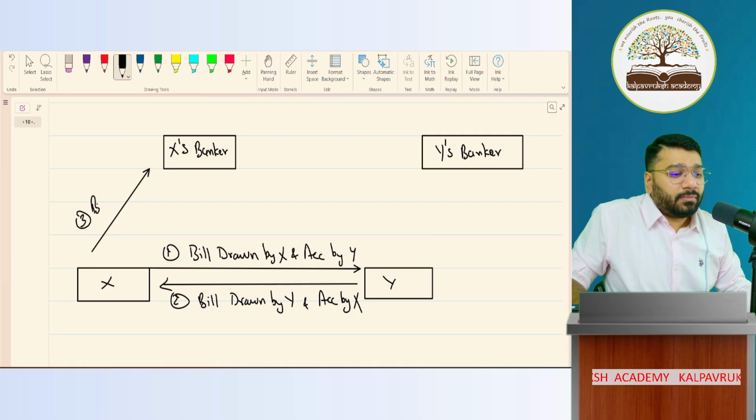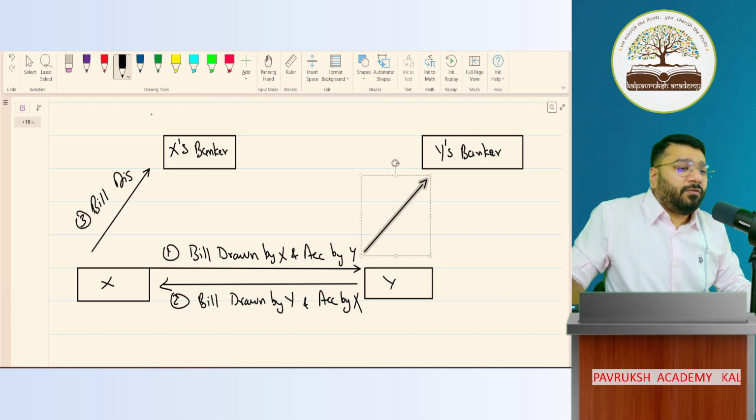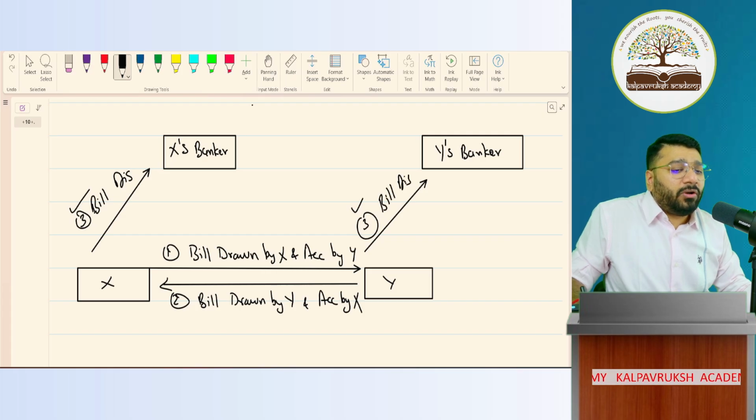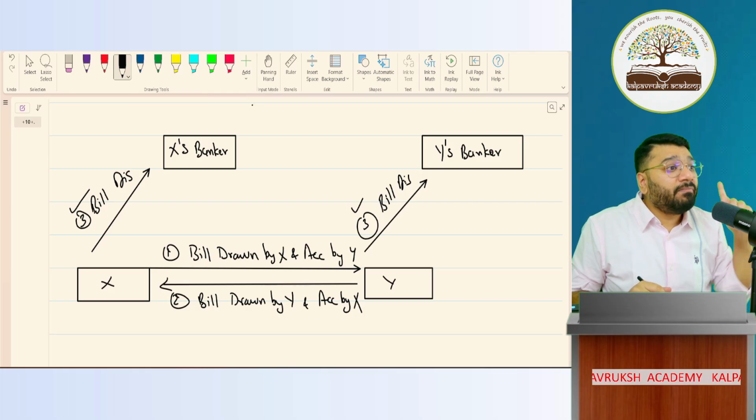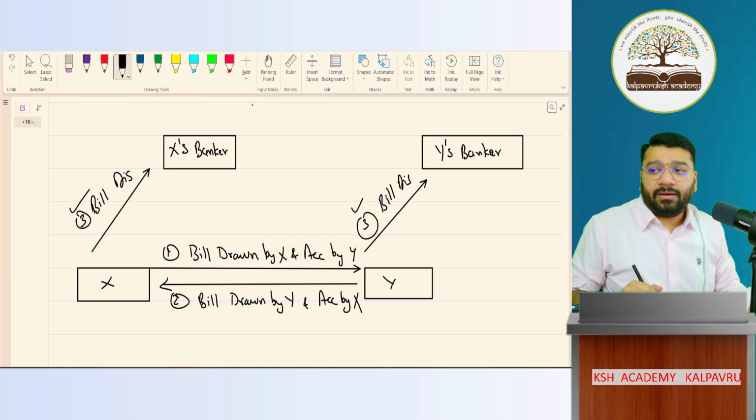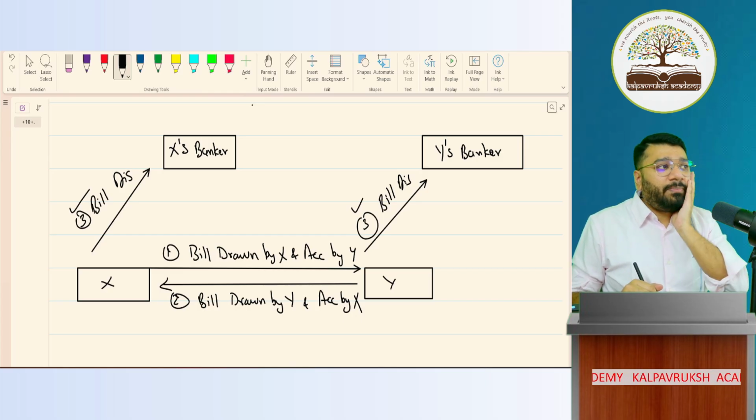Third, bill discounting. Now here, should I put 3 or 4 number? 3. Because this entry will come in books of X. This will come in books of Y. Both are separate. So bill discounting. Okay, not okay. Both the bills are getting discounted on the same day, but with the respective banker. Okay, not okay. After this, what is happening?